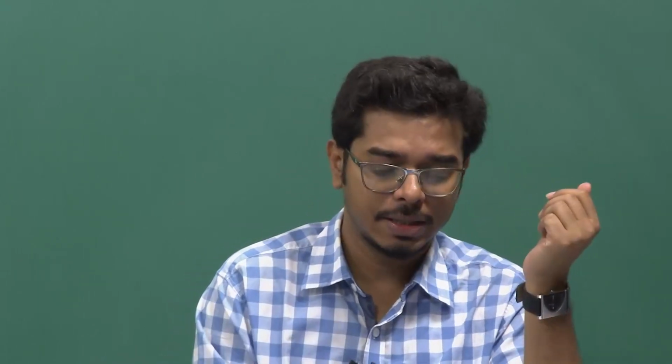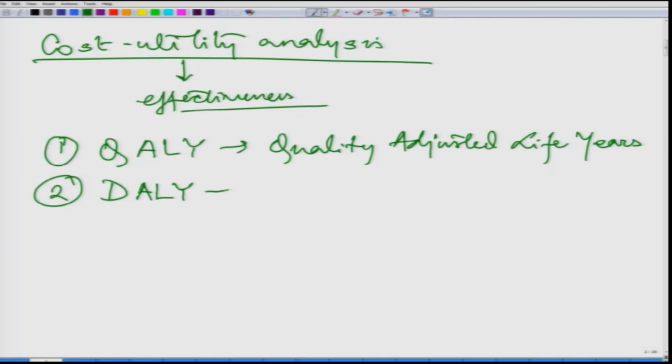But then the best alternate measure is DALY, disability adjusted life years. Otherwise, there is HYE, health year equivalents and all this, that for a particular treatment, how many years you have got. But these are the main two estimates, QUALY and DALY, which are used worldwide, and are most used, of course.